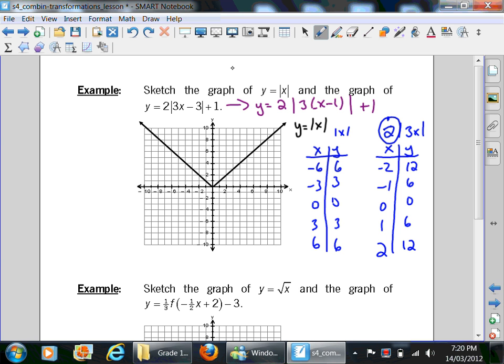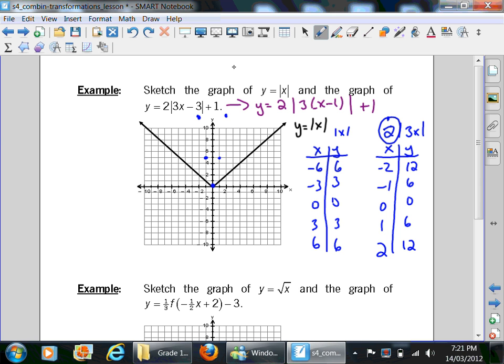Well, where's -2, 12 live? And I can kind of place that even though it's not on the graph. -2, 12 is going to be right here. -1, 6 is going to be right here. 0, 0 right here. 1, 6 right here. 2, 12 right here.